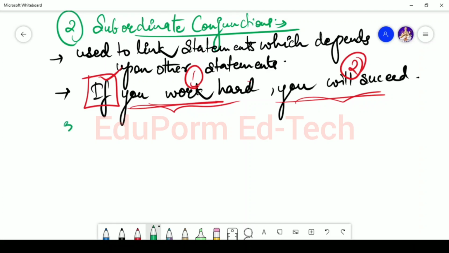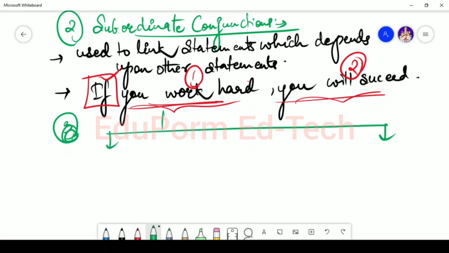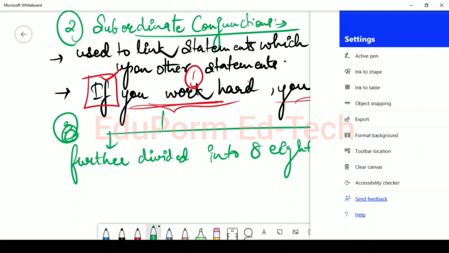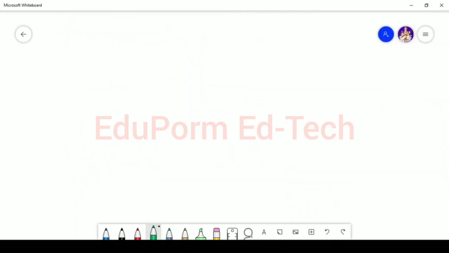Now let's see the third kind of conjunction. Before learning about the third kind of conjunction, let's learn about the subordinate conjunctions' different types. Subordinate conjunctions are further divided into 8 types. Now what are those 8 types?